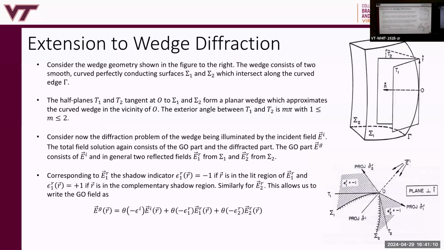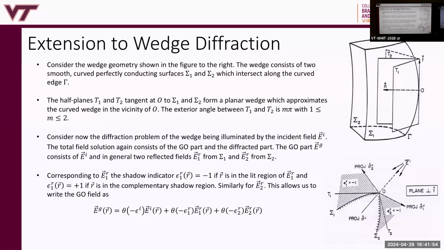Consider the wedge geometry shown in the figure to the right here. The wedge consists of two smooth, curved, perfectly conducting surfaces sigma 1 and sigma 2 that meet or intersect along a curved edge gamma. So here's gamma, right? They're the half planes, so this is a curved edge. They're half planes T1 and T2, tangent at O, to sigma 1 and sigma 2. The tangents to sigma 1 and sigma 2 at O form a planar wedge which approximates the curved wedge in the vicinity of O. The exterior angle between T1 and T2 is m pi, with m between 1 and 2, right? That's from last semester.